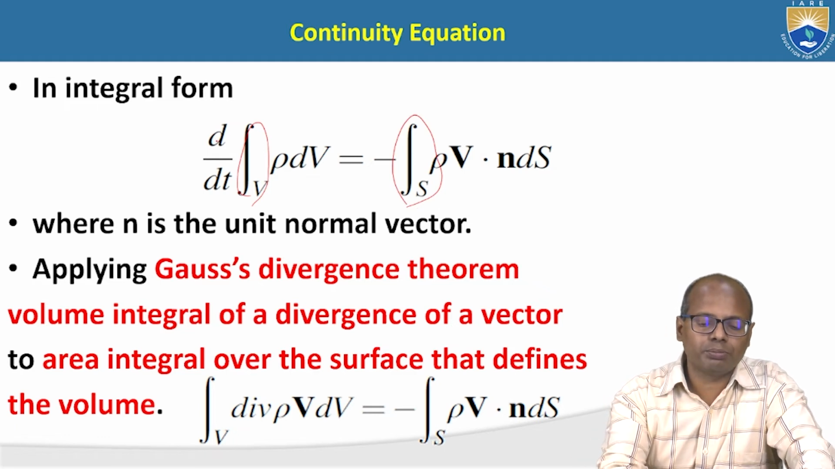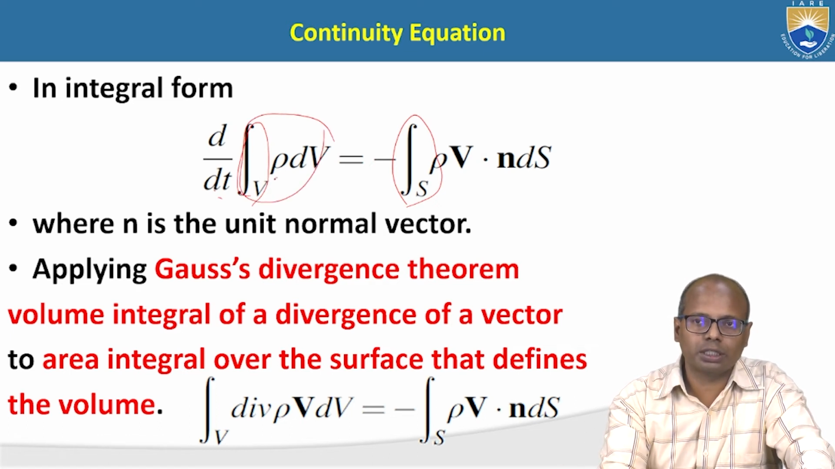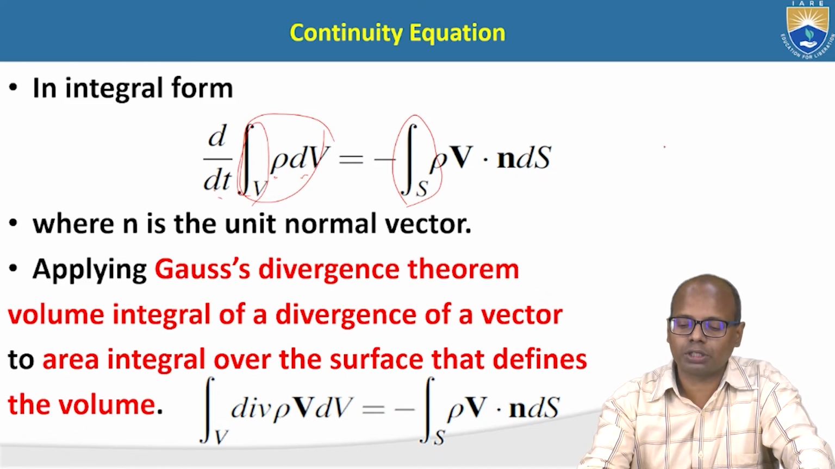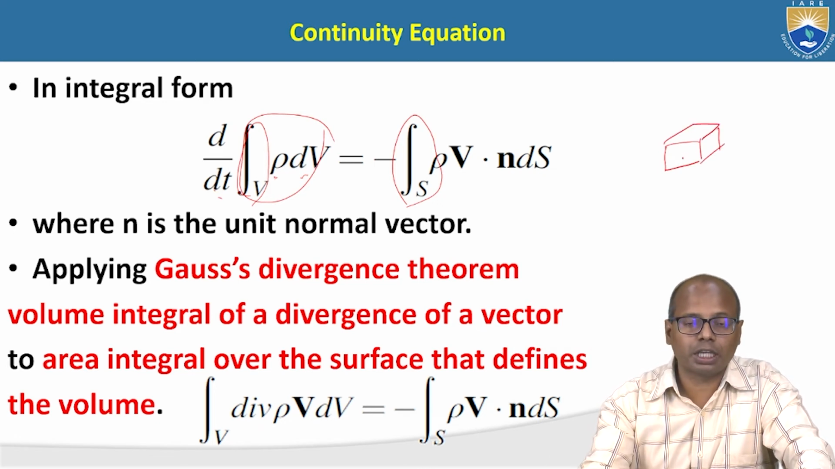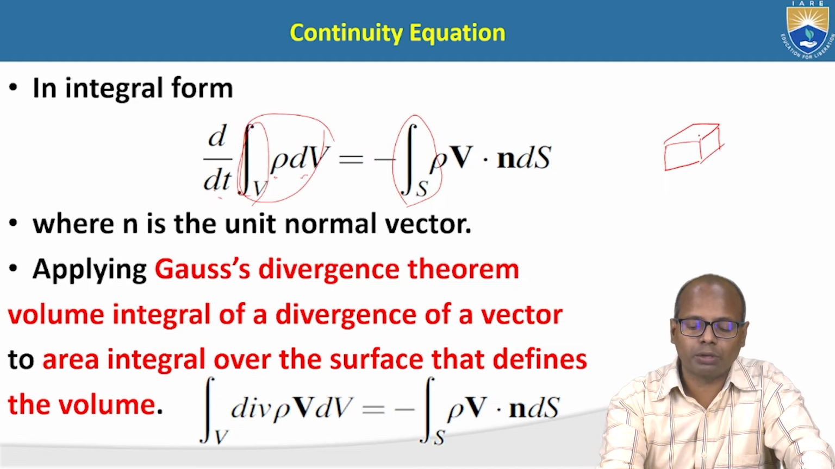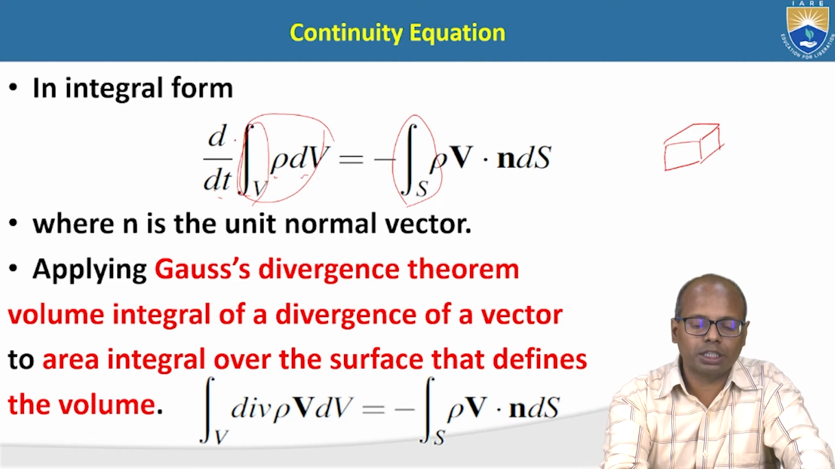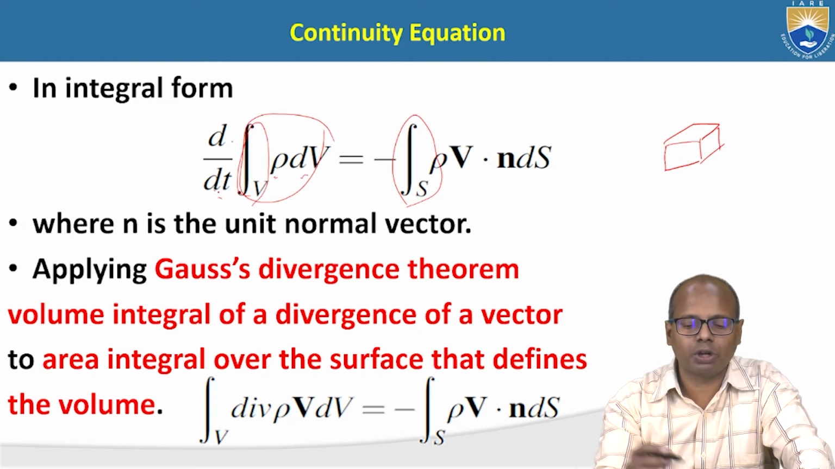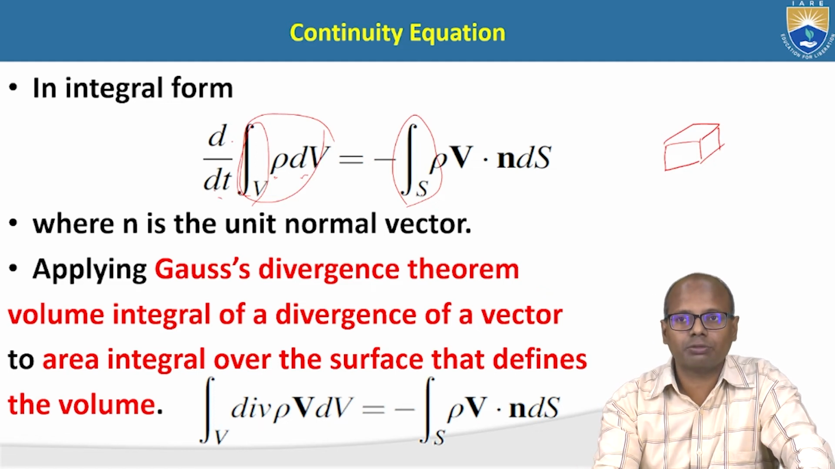So differentiation with respect to time of this mass. Okay, so this rho is density and dV is the volume of the small box we have taken in the previous slide. This is having some volume, and if I multiply with the density rho, I will get the mass, and the change in mass with respect to time. This is the volume integral, and this is the surface integral.